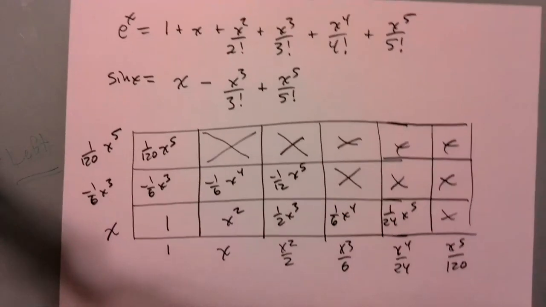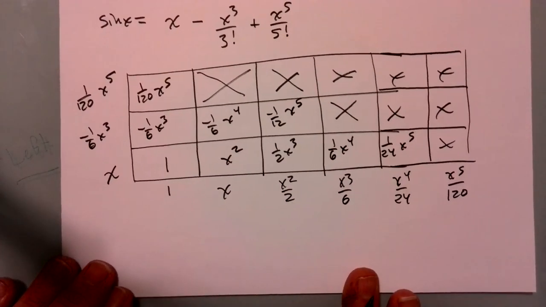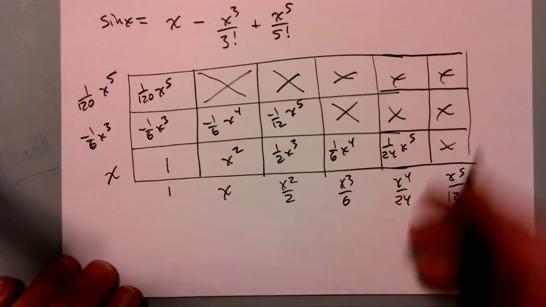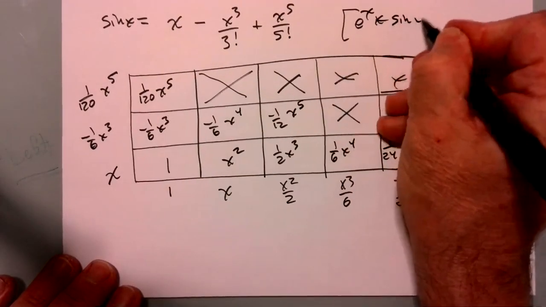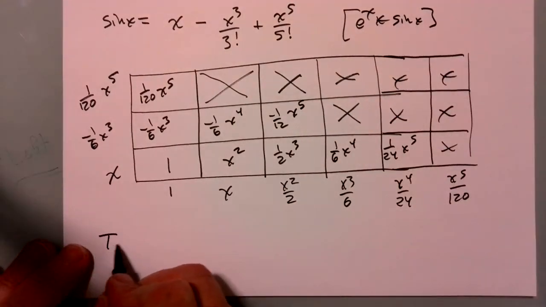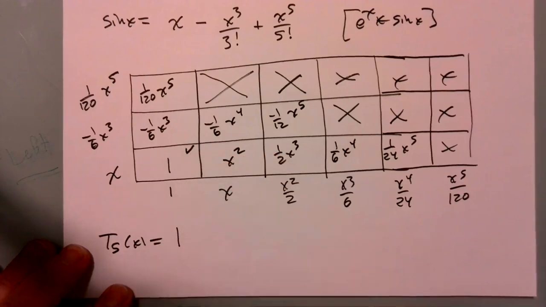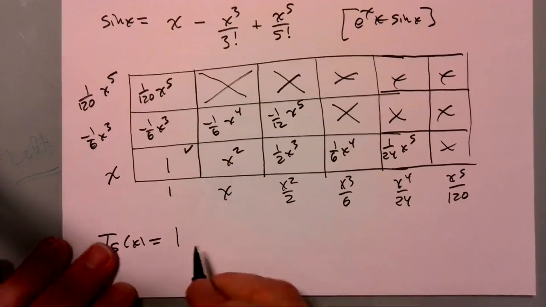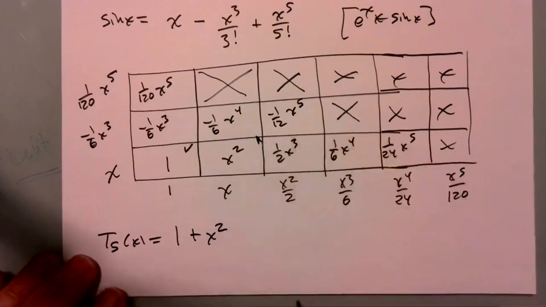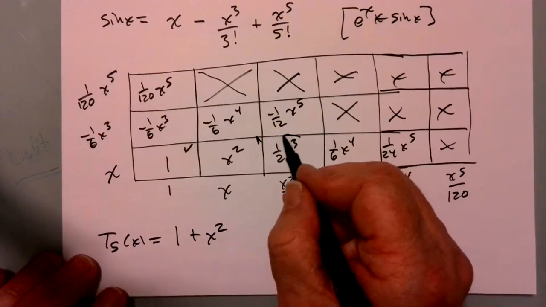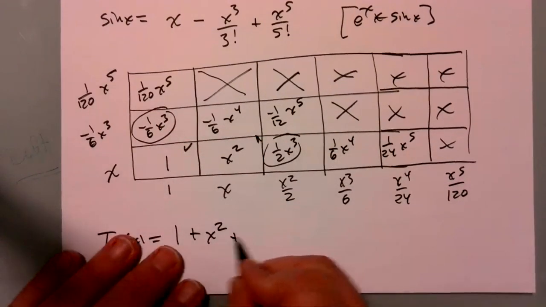And we've done it. We have written out our Taylor polynomial of order 5 for e to the x times sine x. Remember, we're multiplying together e to the x times sine x. So the Taylor polynomial of order 5, where's my constant term? Just 1. Check. Squareds, they only have 1 squared. That's right here. That's x squared. So that's good. We've taken care of that box. Where are my cubes? I have a cube here and a cube here. So a half minus a sixth.